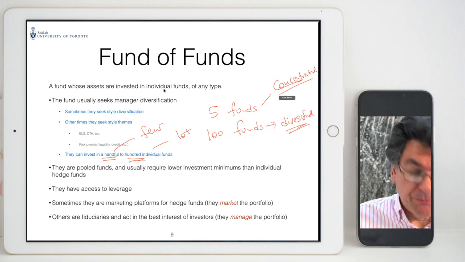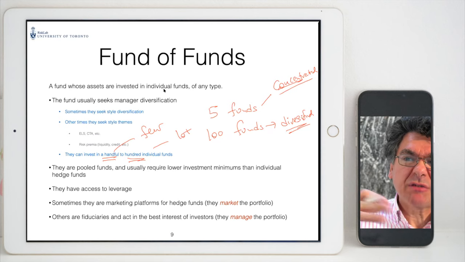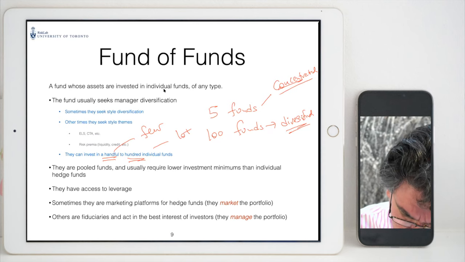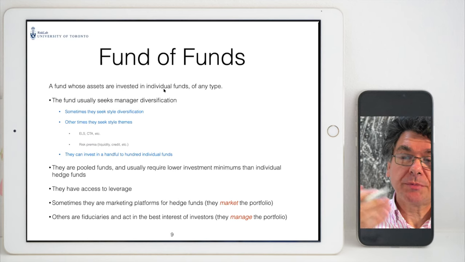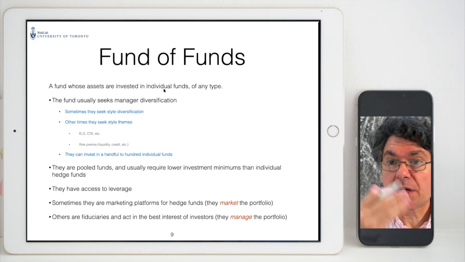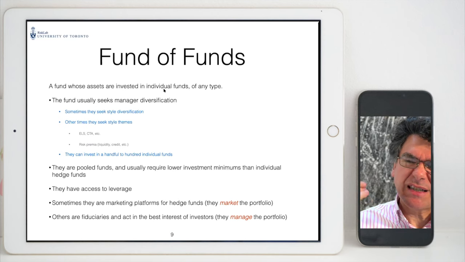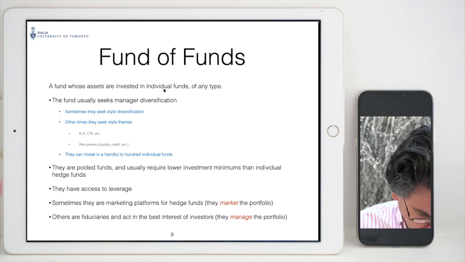That could happen too. And these are part of the strategy that they use. Just like when we saw long-short equities, where you can have long A and short B and do very few of those pairs, or you can do many of those pairs. This is the same, but with funds instead of stocks.